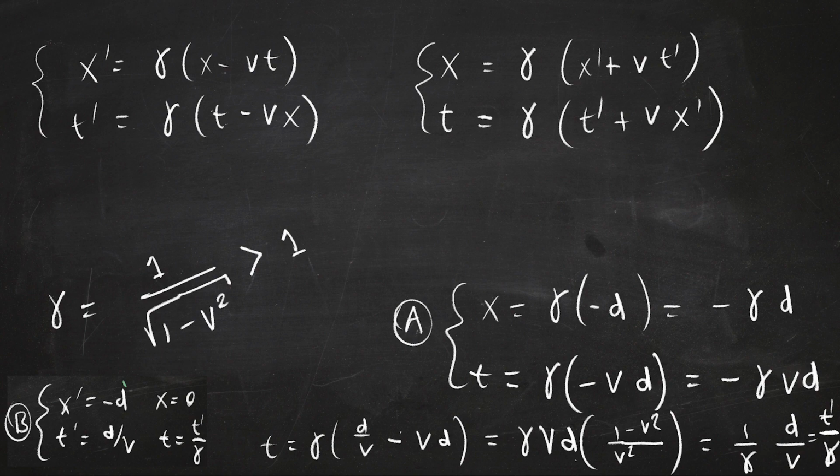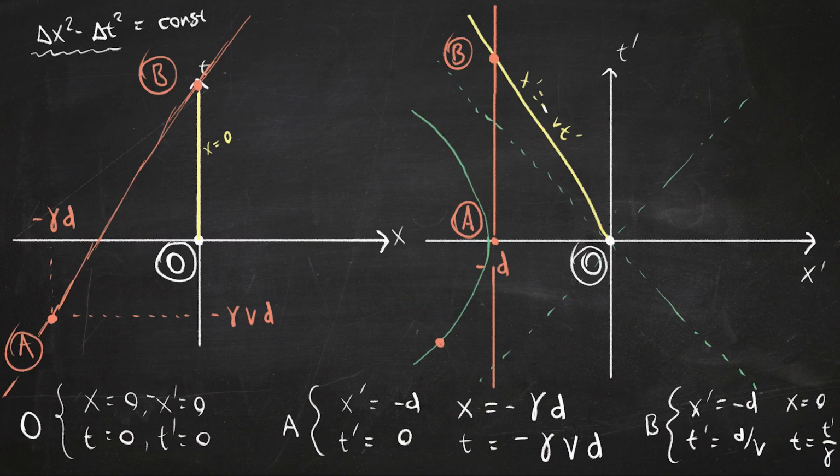So that's where time dilation comes from, right? But you can see it very clearly here. All you need is the Lorentz transformations and some space-time diagrams. That's all you need. And it all just makes sense. Anyway.